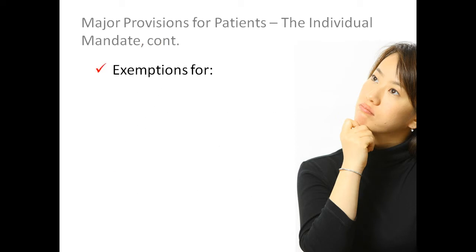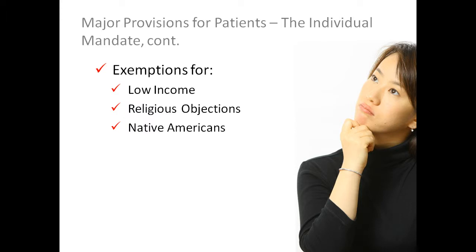There are several categories of exemptions for persons subject to the individual mandate. These include persons with low income who cannot afford the coverage, persons with religious objections to purchasing healthcare coverage, Native Americans who may be obtaining coverage through tribal or Indian Health Services resources, and undocumented immigrants who do not obtain coverage through employment.